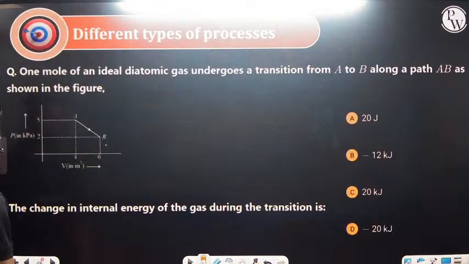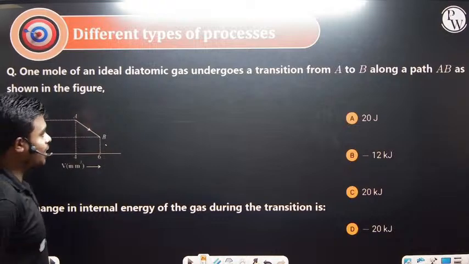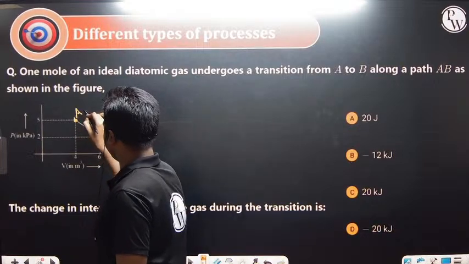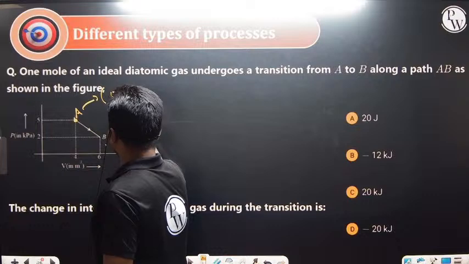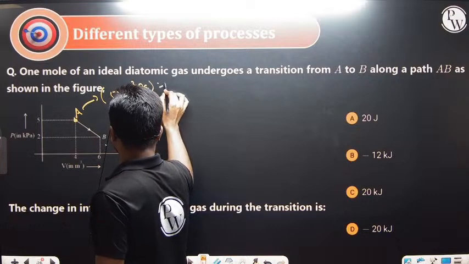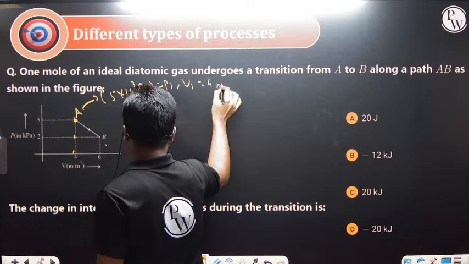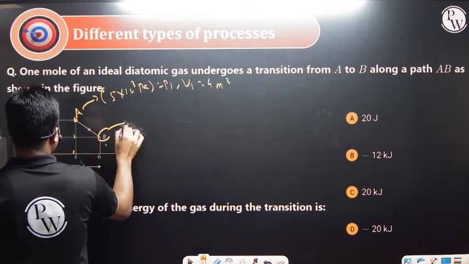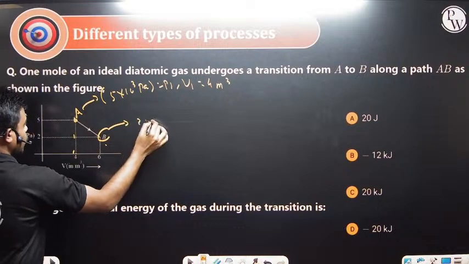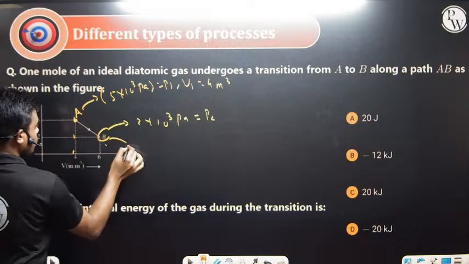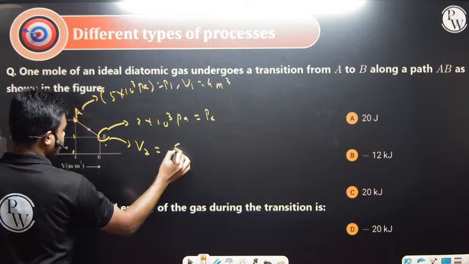Next one, this particular question, what are they asking? 1 mole of an ideal diatomic gas undergoes a transition from A to B along the path AB as shown in the figure. At point A, the pressure they have mentioned is 5 into 10 to the power 3 Pascal. This is pressure P1, and the corresponding volume is 4 meter cube. At point B, the pressure is 2 into 10 to the power 3 Pascal, and the volume at the same position is 6 meter cube.